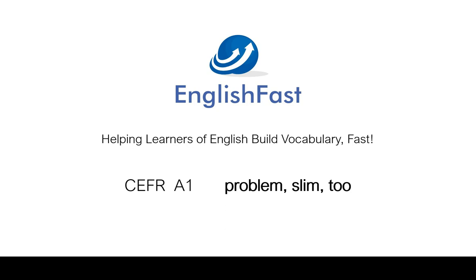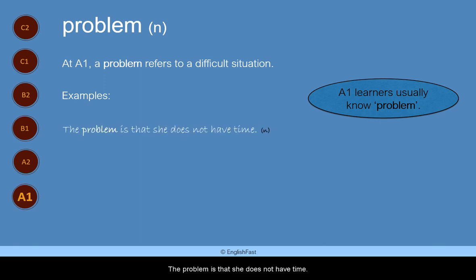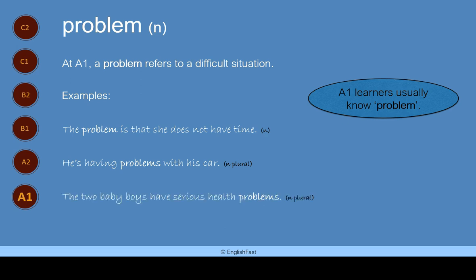CEFR A1. Problem, slim, too. Problem. Problem is a noun. A1 learners usually know problem. At A1, a problem refers to a difficult situation. Here are some examples. The problem is that she does not have time. He's having problems with his car. The two baby boys have serious health problems.